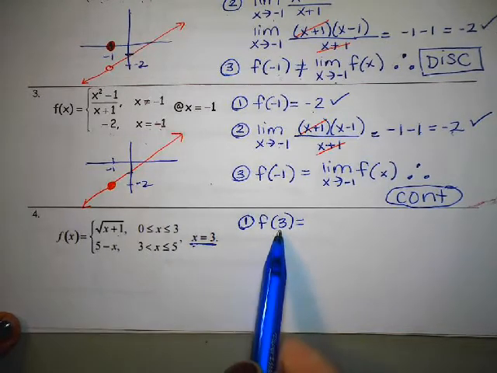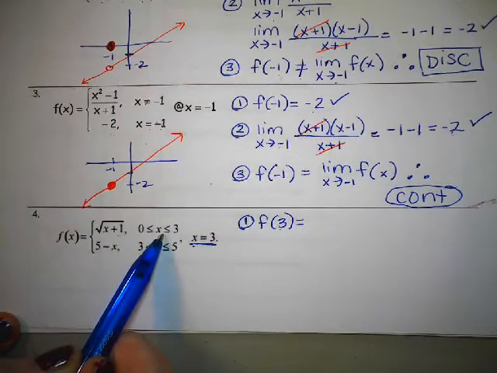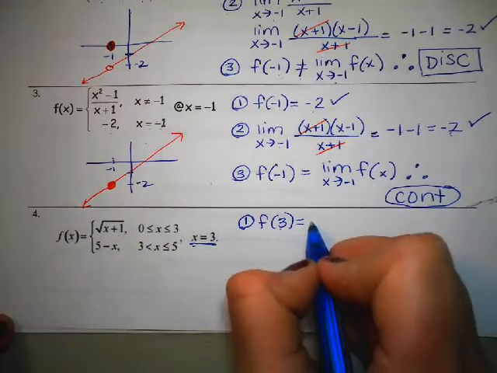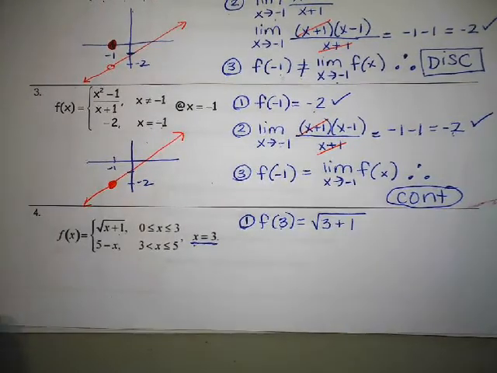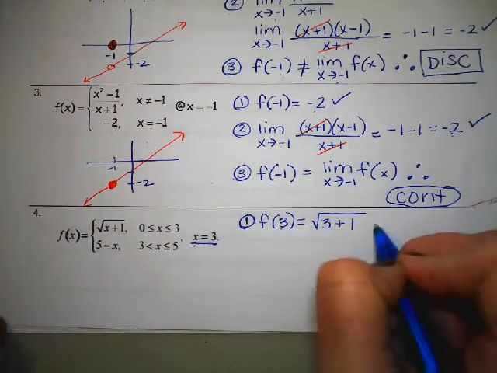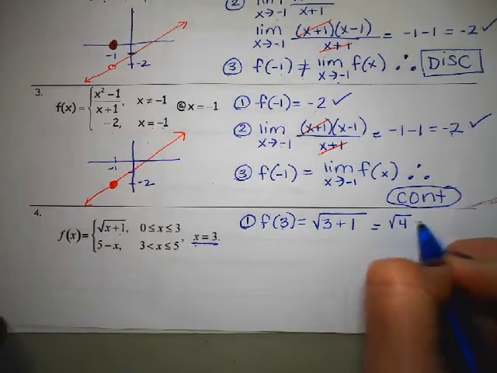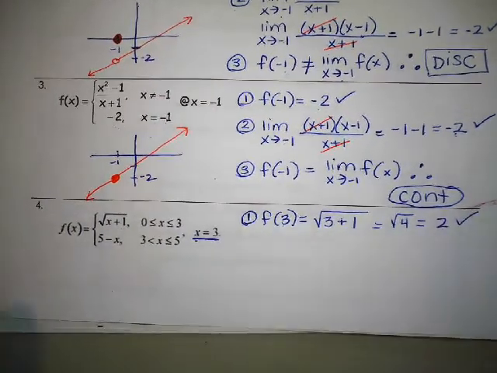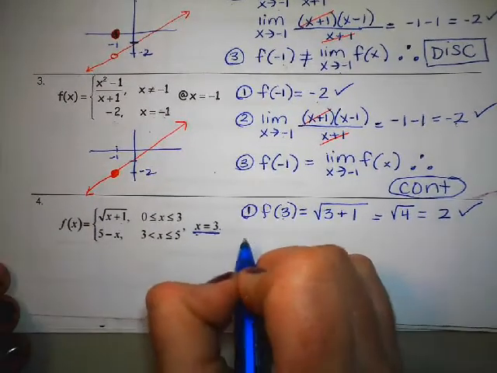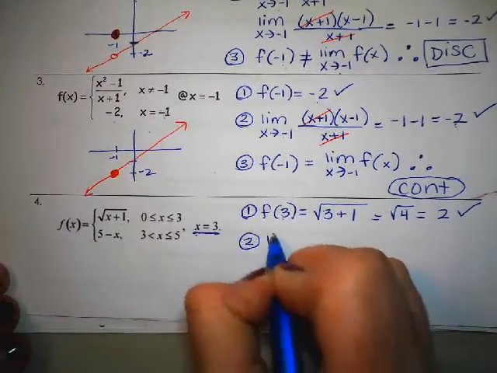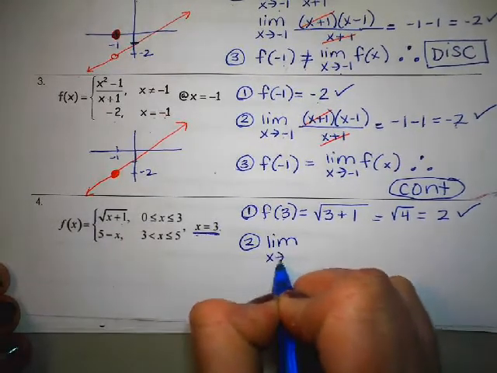So if I'm wondering when x equals 3, what I should use, we're going to use the top. So I'm going to use the top function, which is the square root of x, which is 3, plus 1. Go ahead and simplify that. The square root of 4, which is 2. I got a value. Okay. Step 2 is finding the limit as x approaches 3.